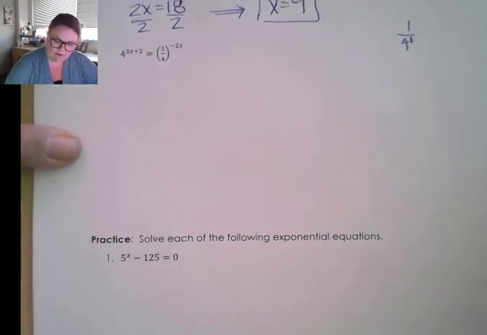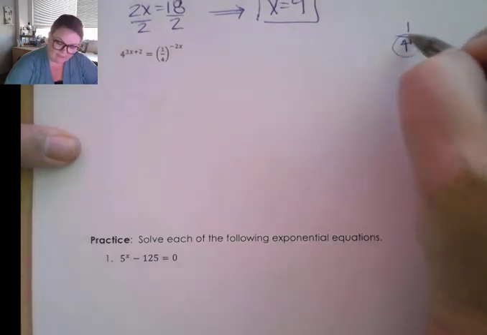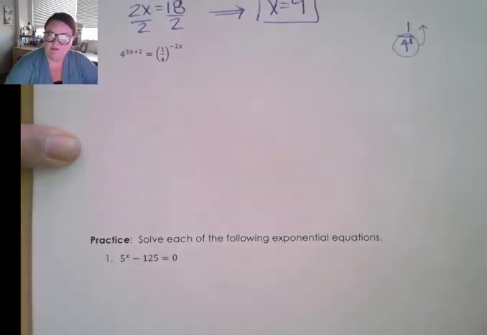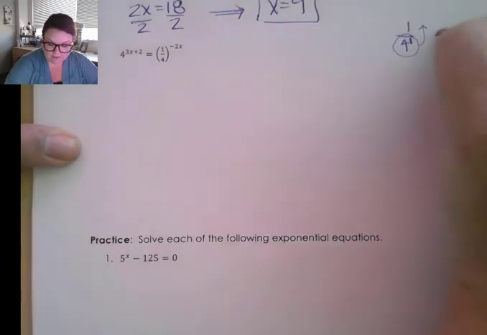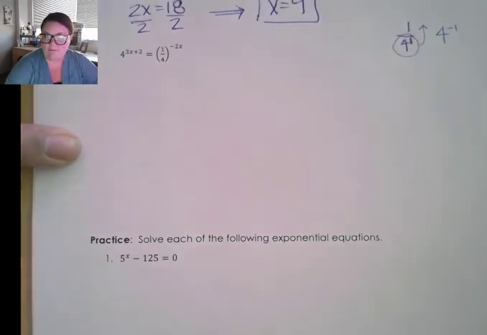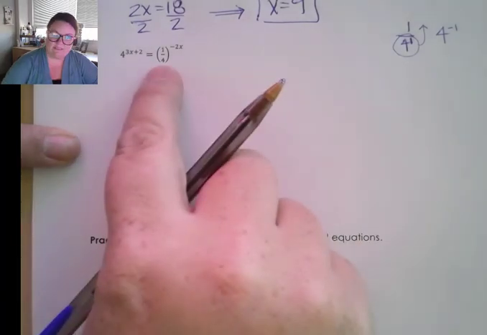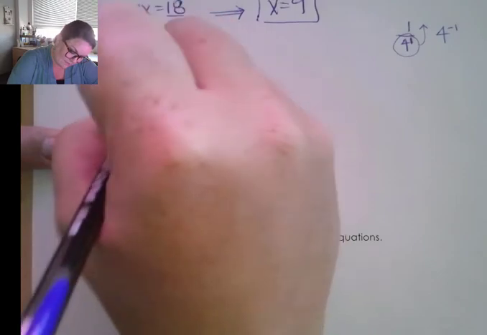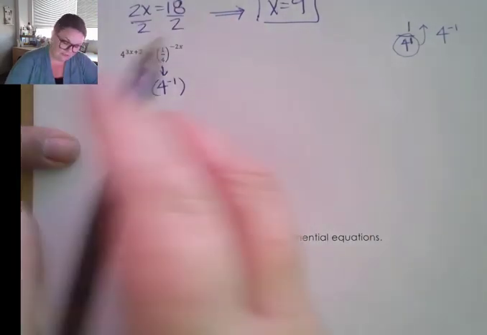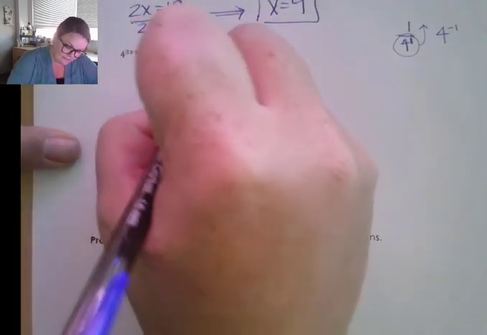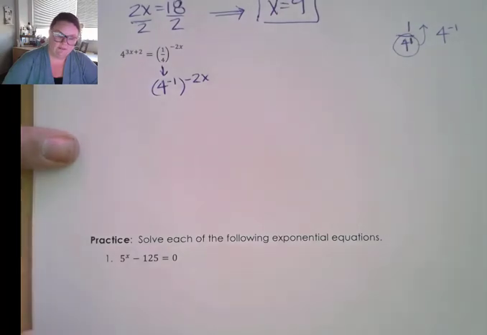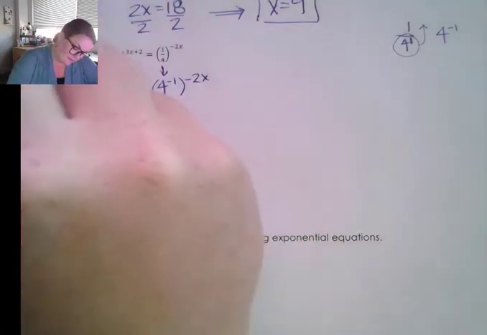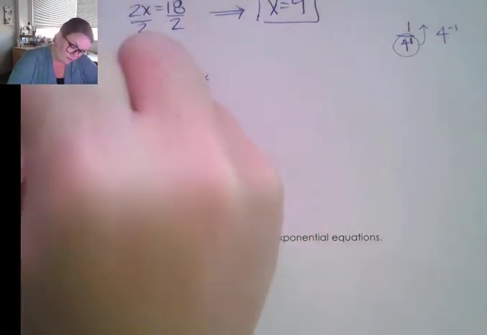And remember, if I want to take a base and move it up, I have to change the sign of the exponent, right? So I can move this up by writing it as 4 to the negative 1 power. So that's what I'm going to replace this 1/4 with. I know I can rewrite this as 4 to the negative 1 power, and then it's raised to the negative 2x. And on this side, I just have 4 to the 3x plus 2.